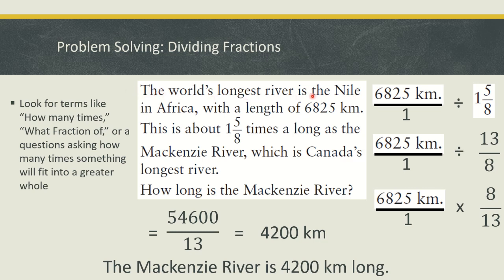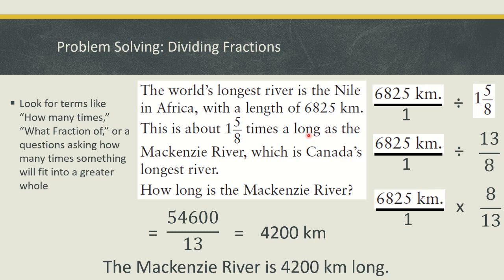Okay, so we'll read this question together. The world's longest river is the Nile in Africa, with a length of 6,825 kilometers. This is about 1 5/8 times as long as the Mackenzie River, which is Canada's longest river. How long is the Mackenzie? Okay, so the key word I'm looking for here when I'm looking for what math operation to do is how many times as long.